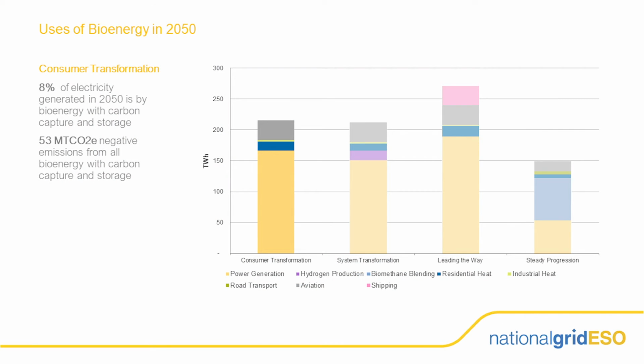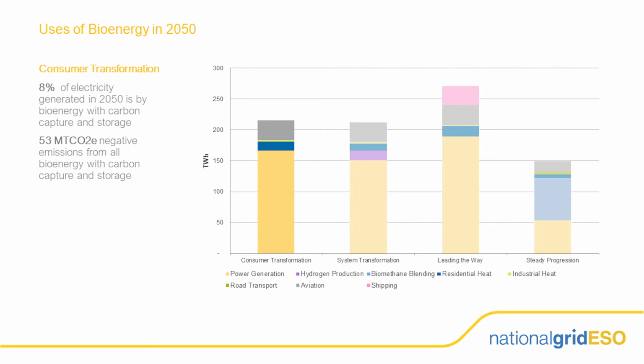I want to now look at how bioenergy is used across the scenarios, with a focus on demand in 2050. When modelling the use of bioresources, we focused on three areas: meeting the end consumer demand where no alternative options of decarbonisation exist, BECCS for electricity generation to deliver negative emissions, and biomass gasification for hydrogen production with CCUS to also deliver negative emissions. If we first look at how these apply to consumer transformation, starting with the yellow of power generation, you can see that this takes up the lion's share of the available resources, and in fact 8% of electricity generated in 2050 is by bioenergy with carbon capture and storage.